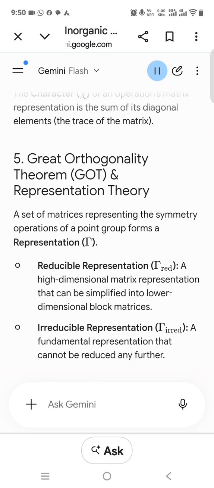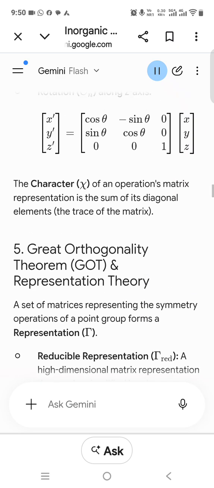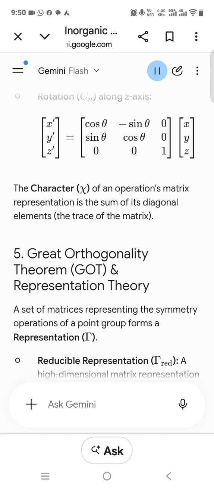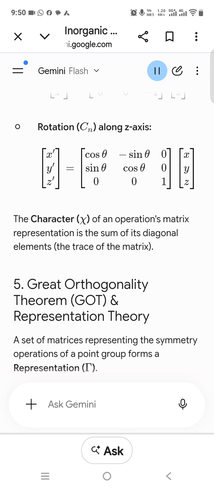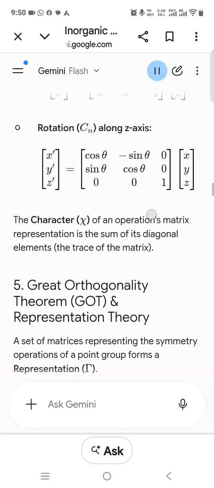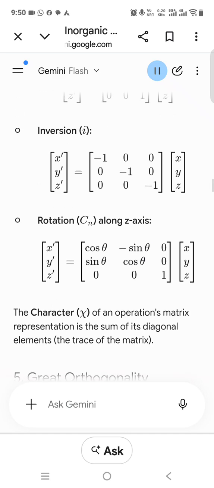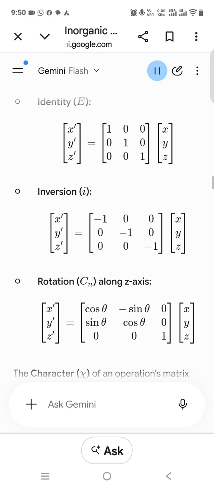Key concepts and definitions. Order of a group, h: the total number of symmetry operations in a point group. Subgroup: a subset of operations within a group that itself satisfies all group requirements. Lagrange's theorem: the order of a subgroup, g, must be an integer divisor of the order of the main group, h. Conjugacy class: a set of elements A, B linked by a similarity transformation X^(-1)AX equals B, where X is any element of the group.